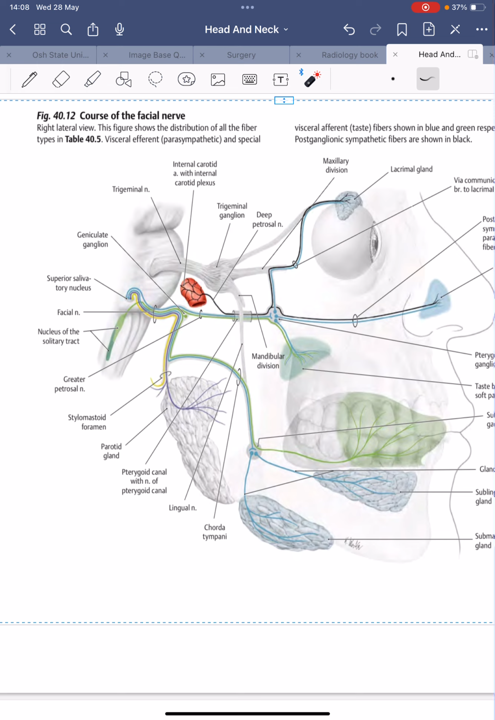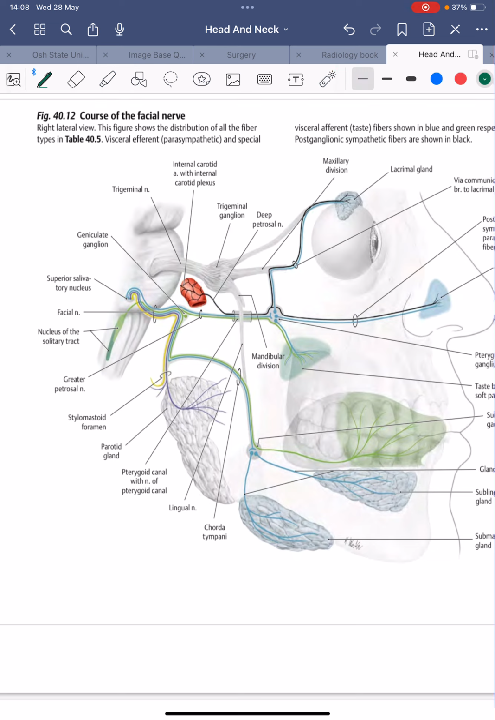One second. So it is entering here, it is exiting the internal acoustic meatus. And after the internal acoustic meatus, see here, it is going to make the geniculate ganglion. After making the geniculate ganglion, this is present in the facial canal. And in the facial canal, it is going to give branches here.